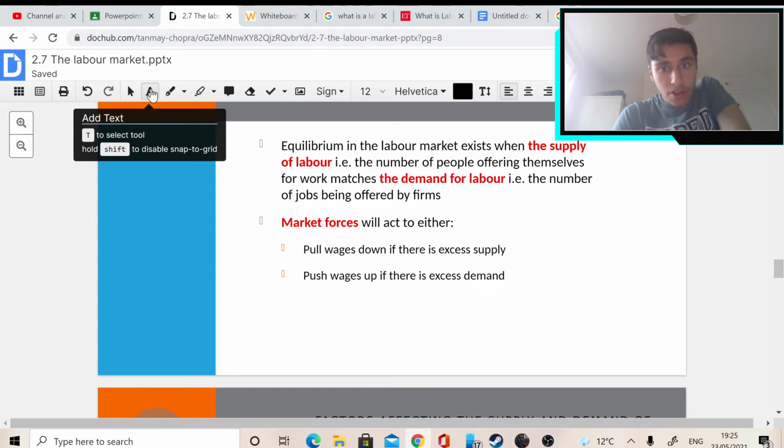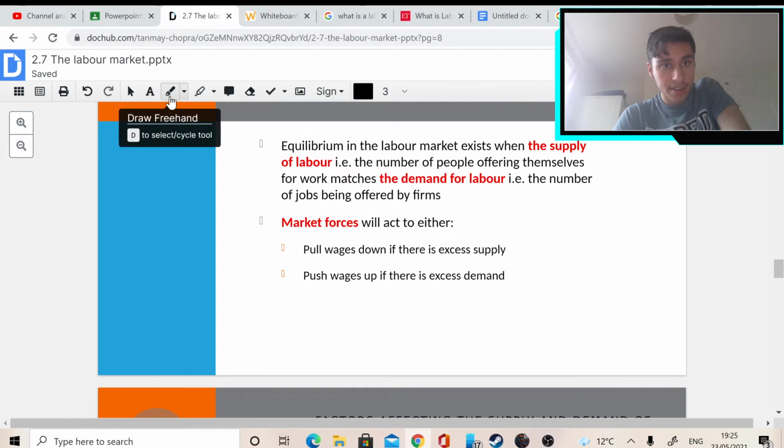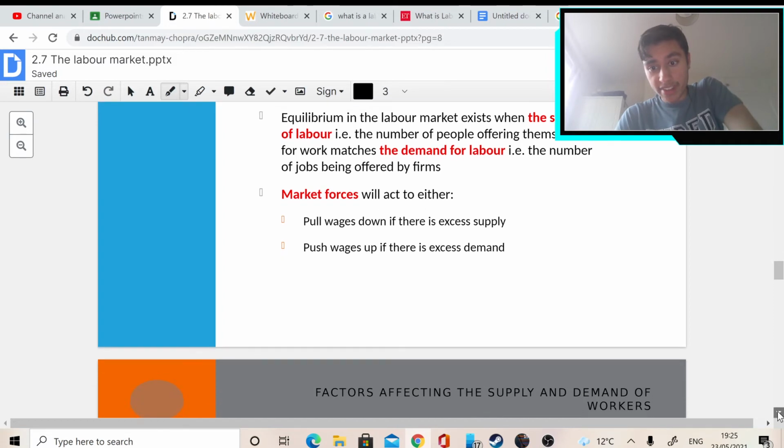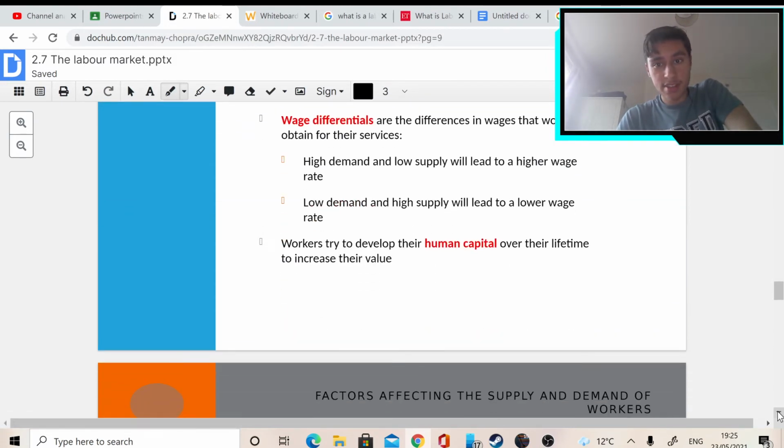What's happening? If there is excess demand, the companies want a lot of workers, right? And how are they going to get those workers? If there is less supply, let's say there is a limited number of people who can offer work and there is a large demand, they would have to give large wages to attract them, because otherwise they could go somewhere else. Wage differentials are the difference in wages that workers obtain for their services. High demand and low supply will lead to a higher wage rate. Low demand and high supply will lead to a lower wage rate.